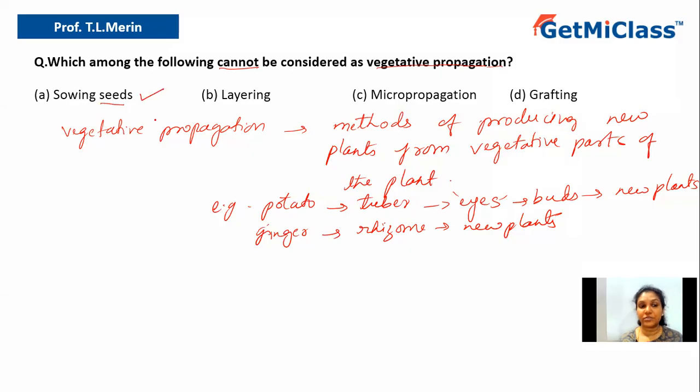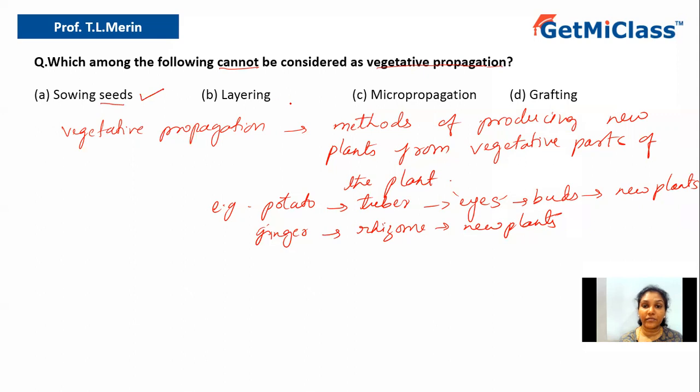There are certain exceptions where we call it the apomixis process, where there is formation of seeds without fertilization. But in most cases, it is after fertilization that there is formation of the seeds. And sowing seeds cannot be considered as vegetative propagation. Option B says layering. So what do you understand by layering?